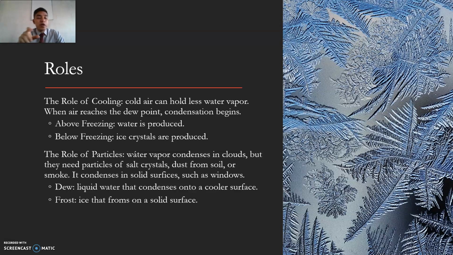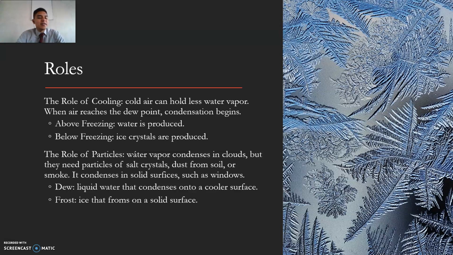And in this role of particles, we have two divisions. The first one is dew. What's dew? It is liquid water that condenses onto a cooler surface. So let's suppose that you have the leaf of a plant, and there is water vapor floating around, and the temperature drastically decreases. If it is not below the freezing point, then water is going to start forming on the leaf of the plant.